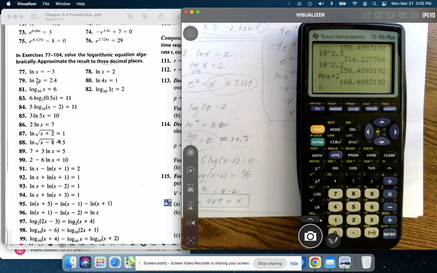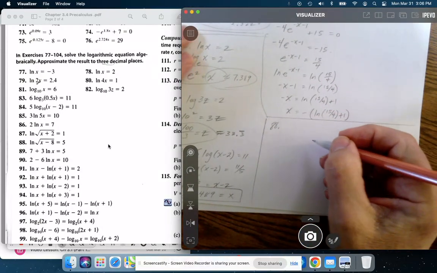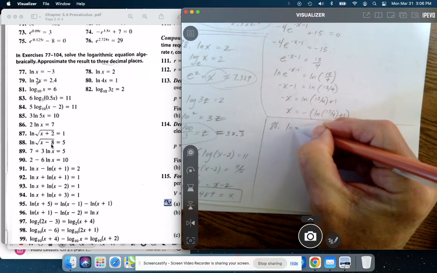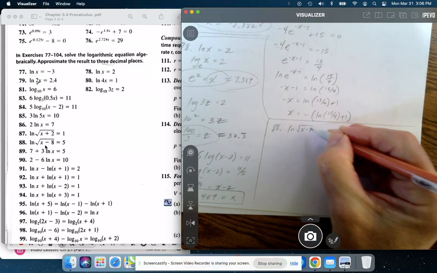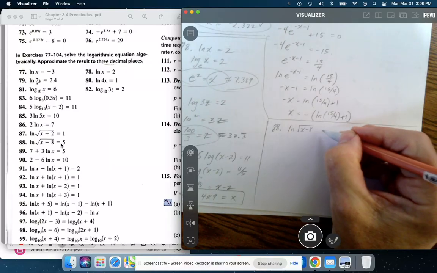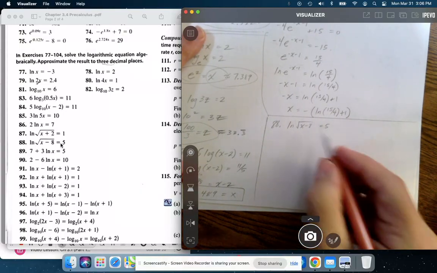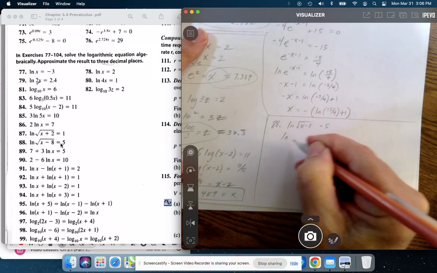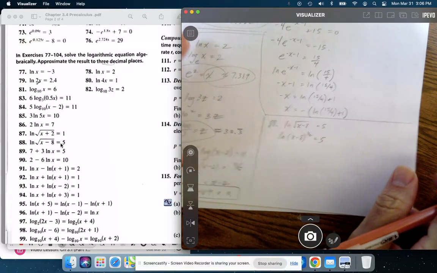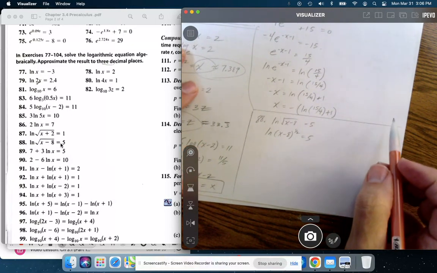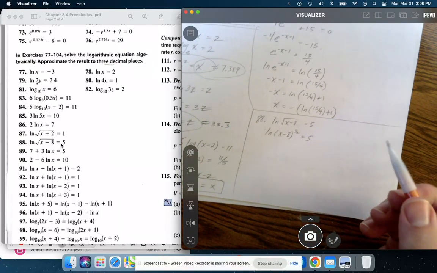Scrolling down with these square roots, let's do 88. So natural log square root of x minus 8 equals 5. All right, so when you have a square root, that's the same as 1/2 power. So I'm going to rewrite this as x minus 8 to the 1/2 power equals 5. Oh, what can I do? I can bring that 1/2 out front, right?